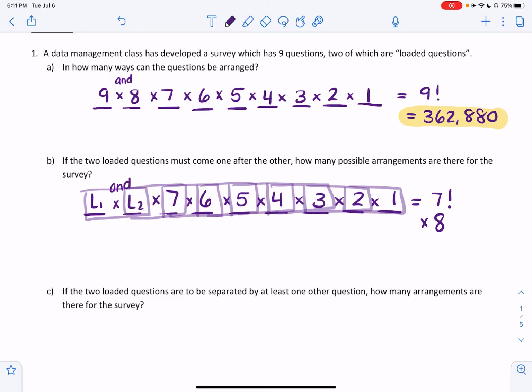Then I don't have to have loaded question 1 and then loaded question 2. I could have 2 then 1 or 1 then 2. Because of that, I have to multiply by 2 because we could have L1, L2 or L2, L1. Then I put all of that into my calculator. 7 factorial multiplied by 8 multiplied by 2 is 80,640 arrangements.